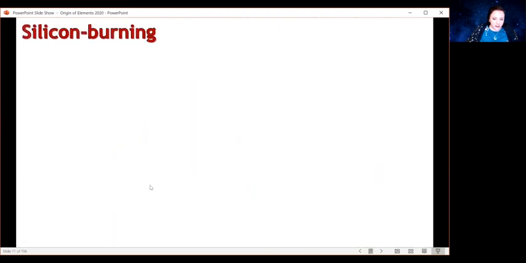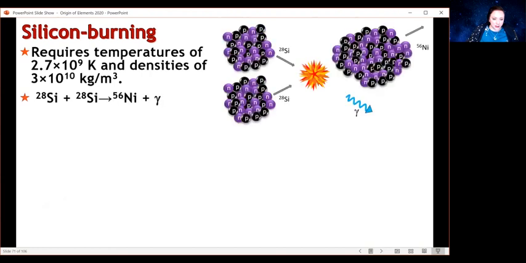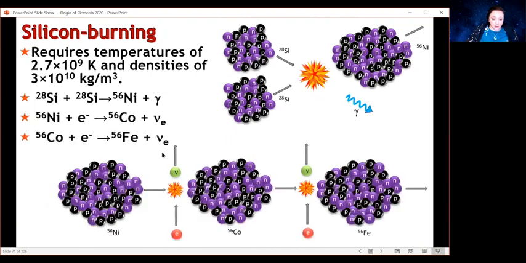Once I've got silicon, then I can start to stick silicons together. Now, at this point, you need really high temperatures. This is 2.7 billion Kelvin that's needed, and incredibly high densities in order to stick silicons together. And the first thing that's going to happen is you're going to stick two of these silicon 28s. That's the most common isotope. You're going to have two silicons stuck together, and you'll end up with a nickel 56. So all of the protons and neutrons have gone into here to give us nickel 56, and that releases some energy. But then we get a couple of subsequent reactions.